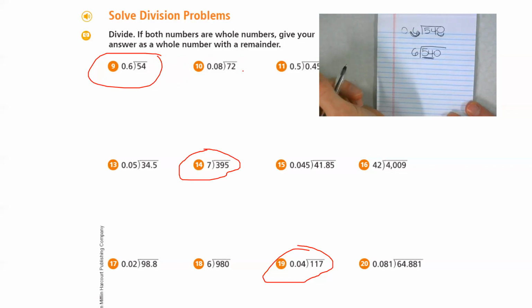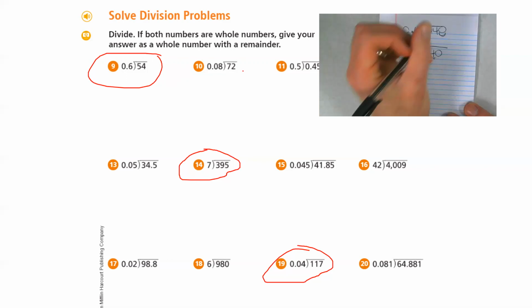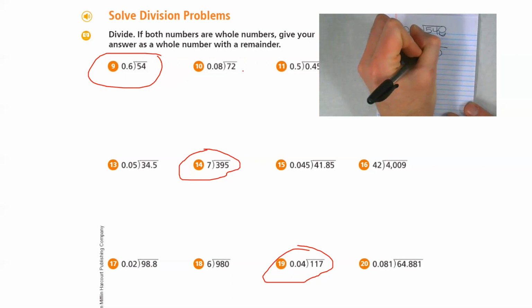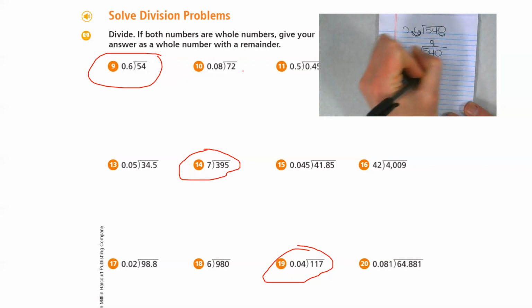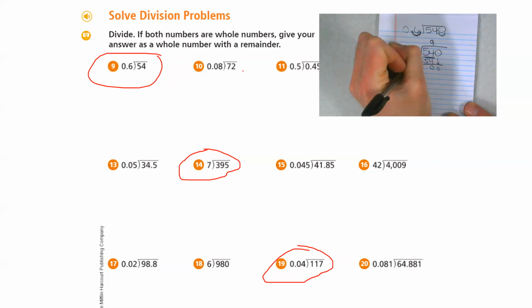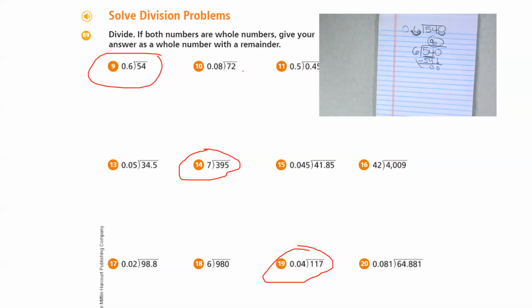First thing 6 is going to go into is 54. Count by 6s. How many? 6, 12, 18, 24, 30, 36, 42, 48, 54, 9. And it hit perfect. So that answer is 90.